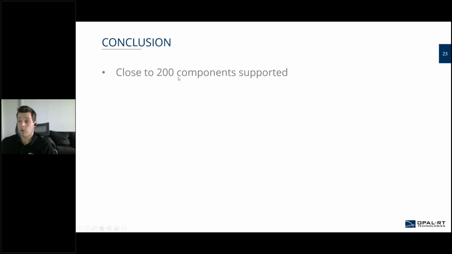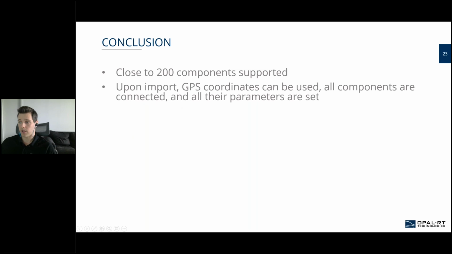So in conclusion, we will support close to 200 components by next month. Upon import, we can take care of GPS coordinates if they're available, else we have optimal placement of the components. All components are connected, their parameters are all set. It does, I would say, on average, 80% of the job already, depending on the model. As you've seen with the IEEE 39 bus and 118 bus systems, it's almost 100% of the work. There would still be some cleaning up if you prefer to rewire some parts to make it look cleaner. Obviously, there's some work to be done here, but I would say on average, at least 80% of the work will be done automatically.